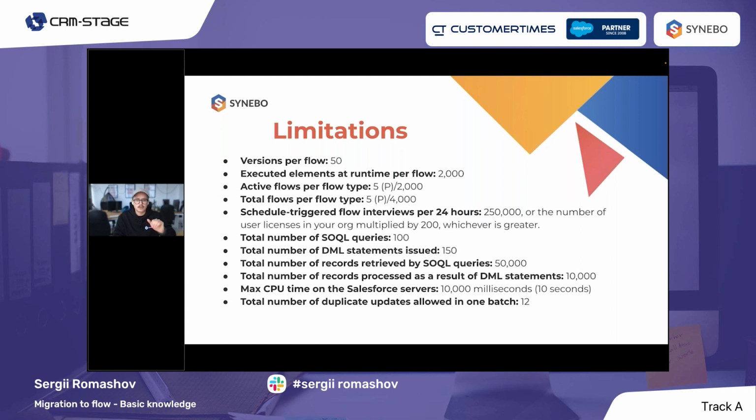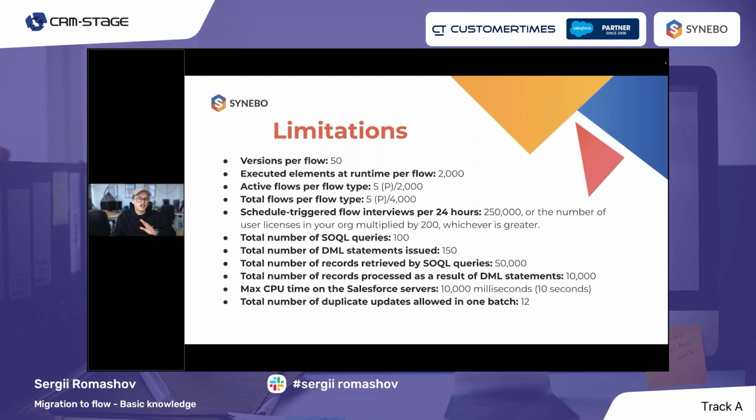I already mentioned the next limitation of the schedule triggered flow, but let's talk about it again. 250,000 flow interviews can be created per 24 hours. Also, 250,000 or the number of user licenses in your organization multiplied by 200, whichever is greater. It looks like a complex calculation, but it's pretty simple.